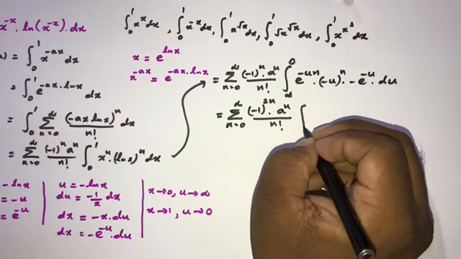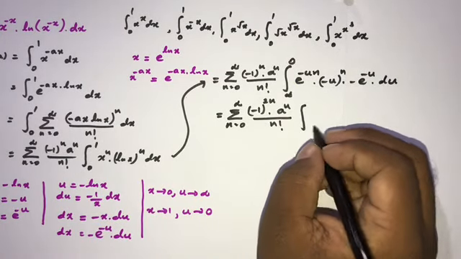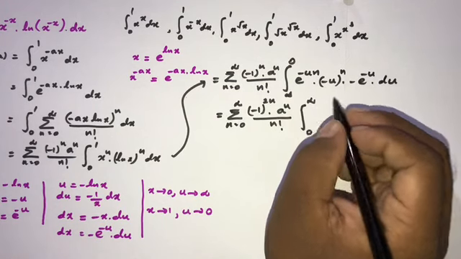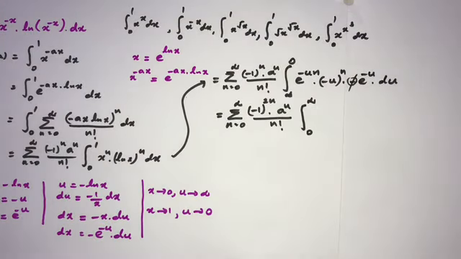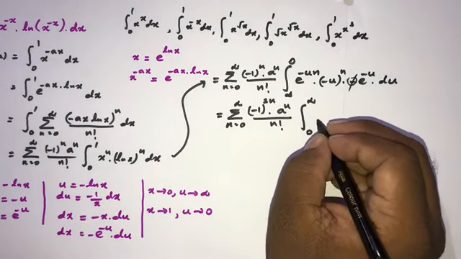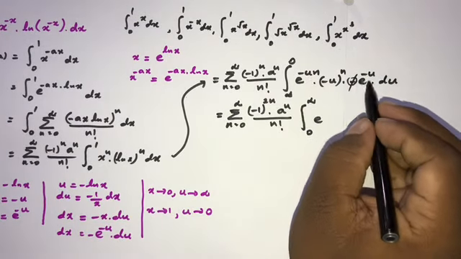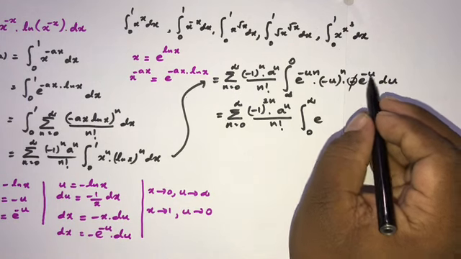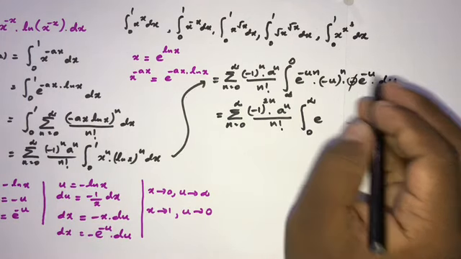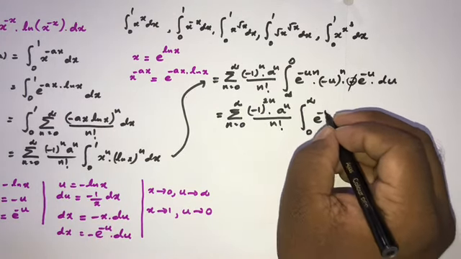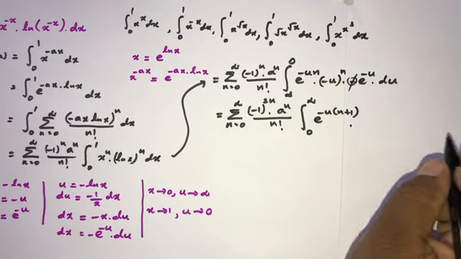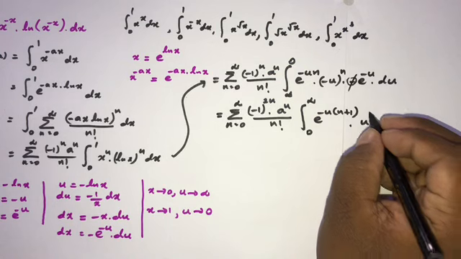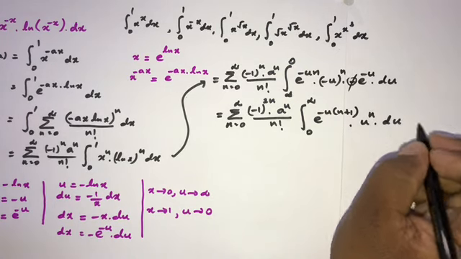Now we can change the lower limit and upper limit, from 0 to infinity. When we change the limits, this minus gets cancelled, and now we have e to the minus u and e to the minus u, so we can combine them as a common factor: e to the minus u times n plus 1 power, times u to the n du.